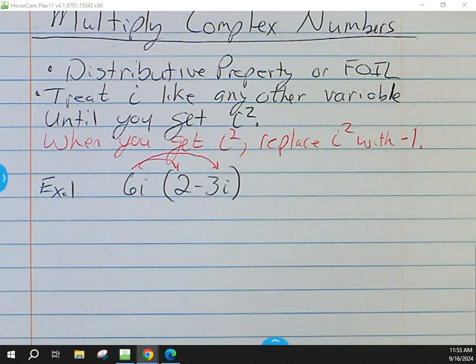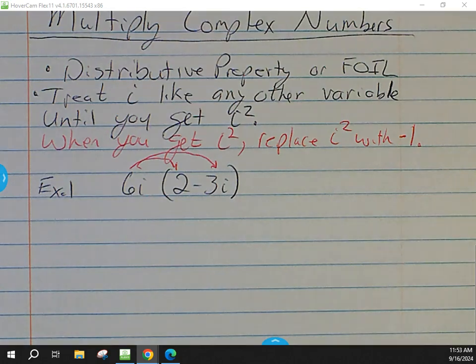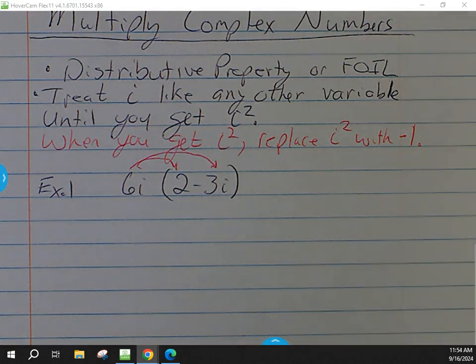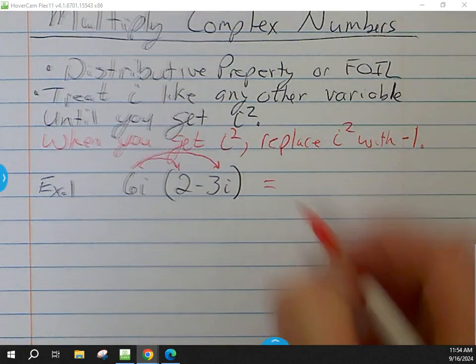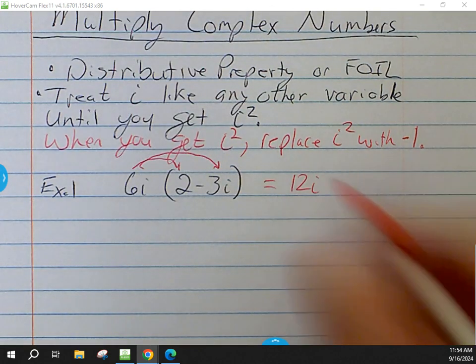With the 6i on the outside, that just means we've got to take 6i, multiply it by 2, and take the 6i, multiply it by the negative 3i. When we do that, you get 12i.